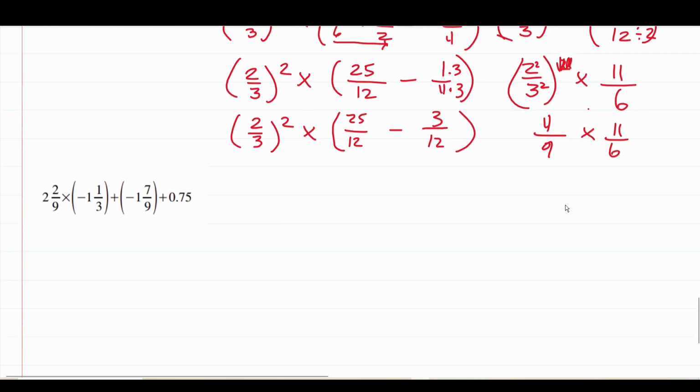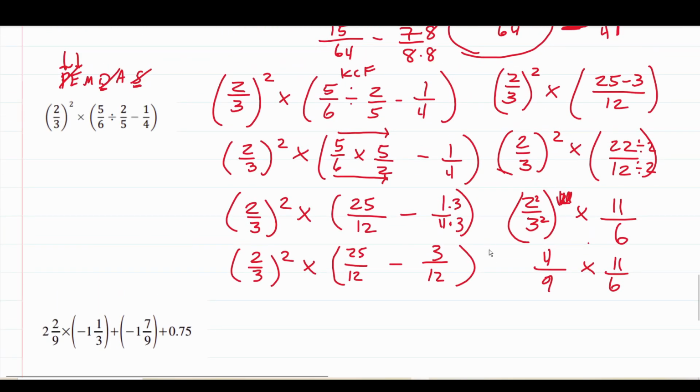And if you want to reduce this one before proceeding, you can do 2 goes into 4 2 times, 2 goes into 3 or 6 3 times. And now we can proceed. Again, we're just multiplying fractions here.